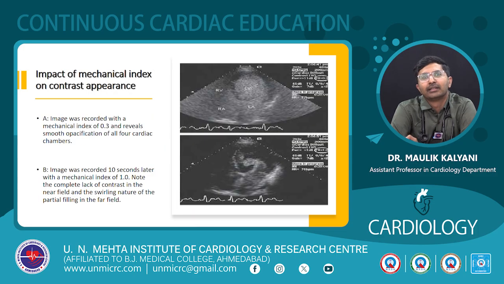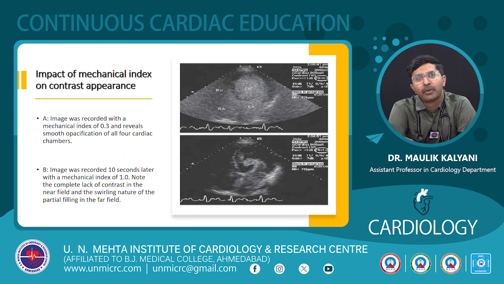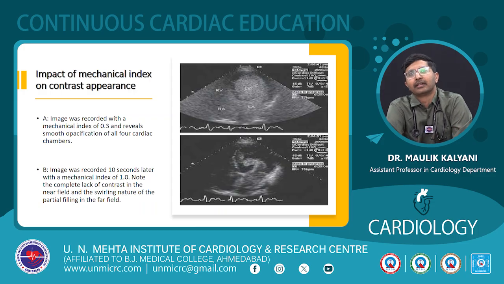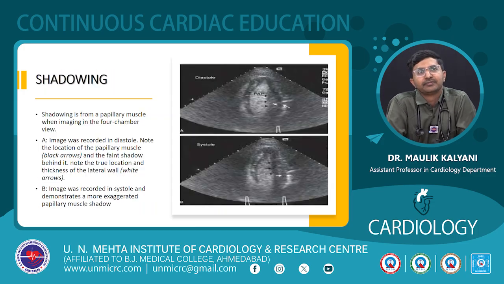So what happens is just like this. In the upper image, it was the 0.3 mechanical index, and the image is showing there is a complete opacification of all four chambers. And in the lower image, as we see, the apex is very hypoechoic, and all the contrast bubbles that were there are destroyed because of the high energy beam of the ultrasound, because we forgot to reduce the mechanical index from 1 to 0.3.